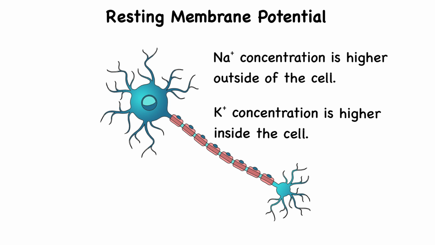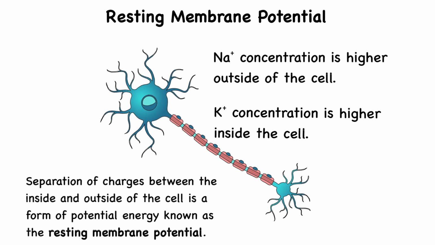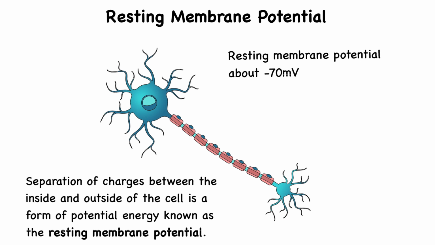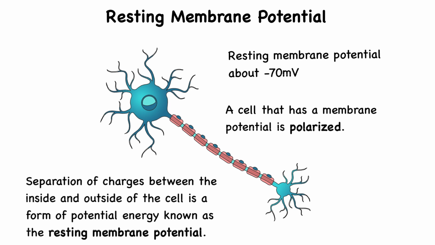This separation of charges between the inside and the outside of the cell is a form of potential energy known as the resting membrane potential. In neurons, the resting membrane potential ranges from -40 to -90 millivolts, with about -70 millivolts being the most common. The negative sign means that the inside of the cell is negative in relation to the outside of the cell. A cell that has a membrane potential is said to be polarized.